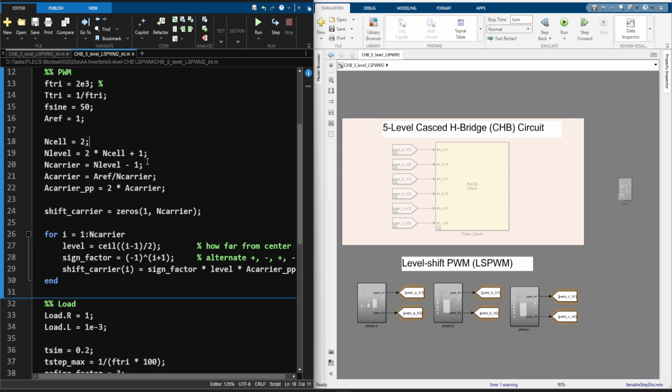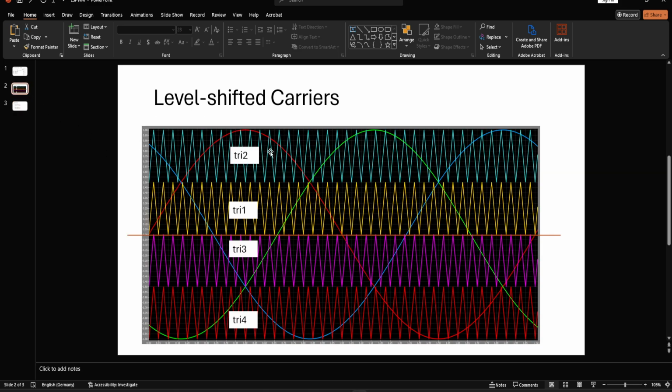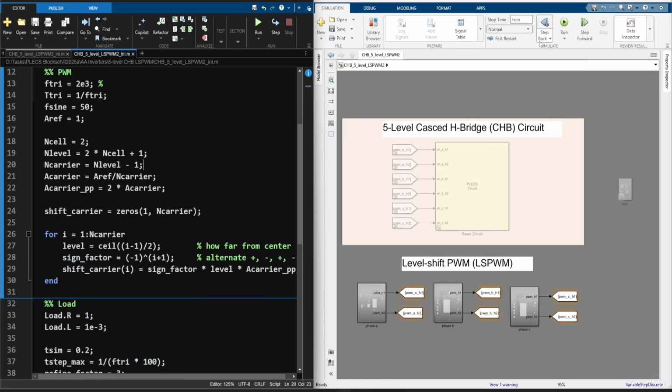Now to calculate the carriers that we need to use in the PWM generation, we need to consider the level and subtract 1 from that. So number of carriers is equal to number of levels minus 1, which is 4. And this is the reason you saw here in that PWM generation, 4 carriers. And of course, level shifted. The amount of shift I will also discuss right away.